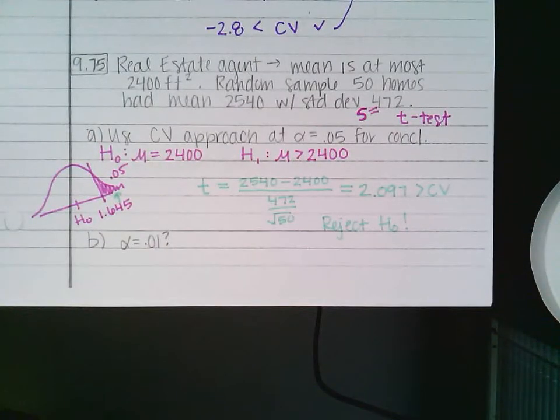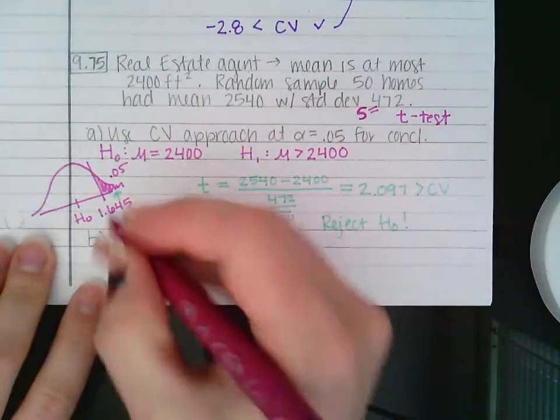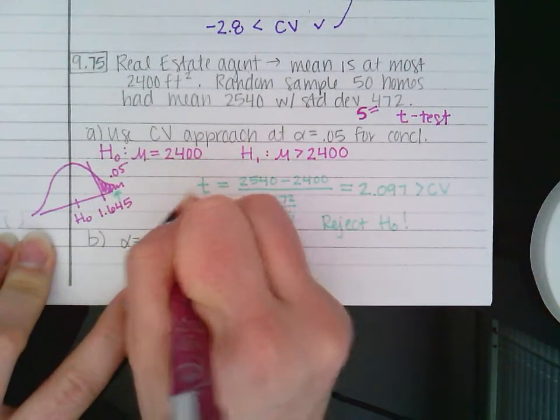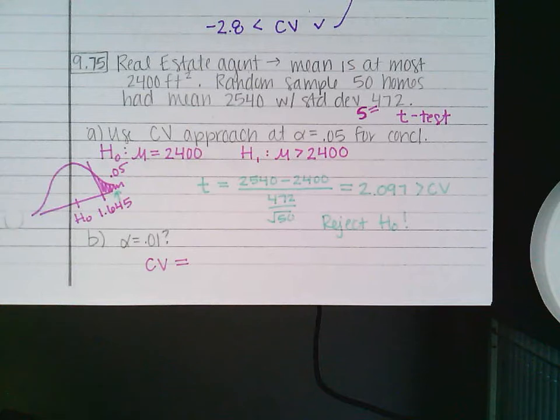Now the next part of this question is, hey, what if I change my significance level to 0.01? Well, let's look at what that critical value would be for 0.01. That critical value, if I look it up in the chart, is 2.326.